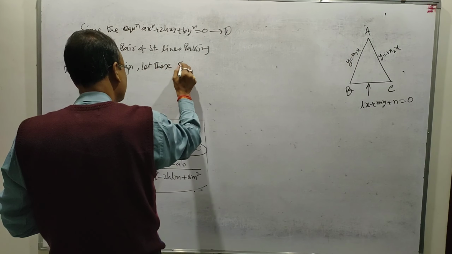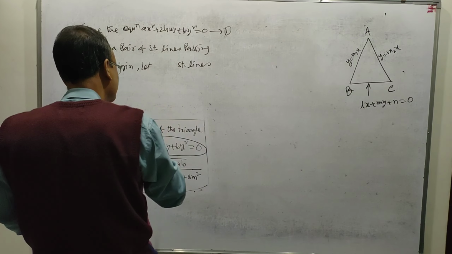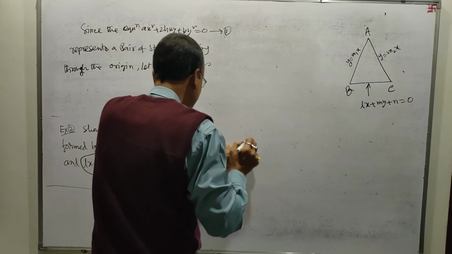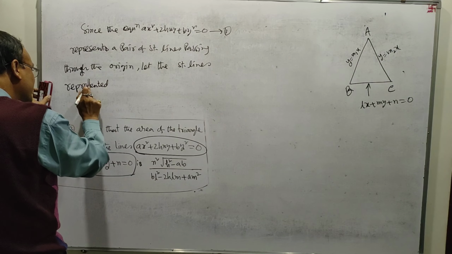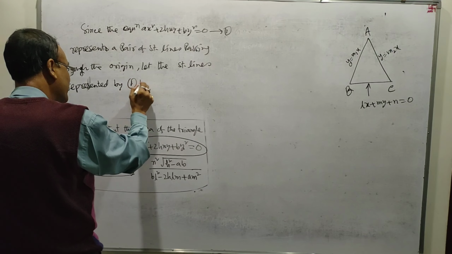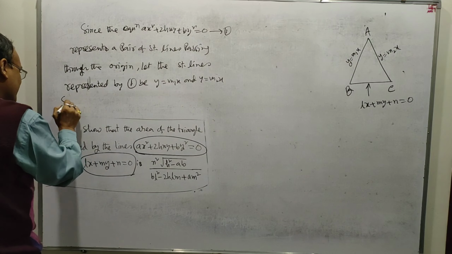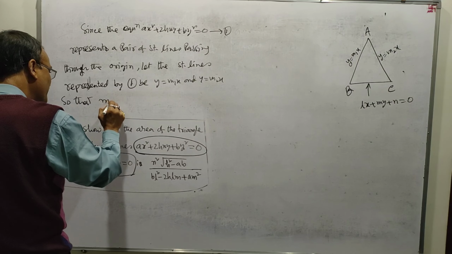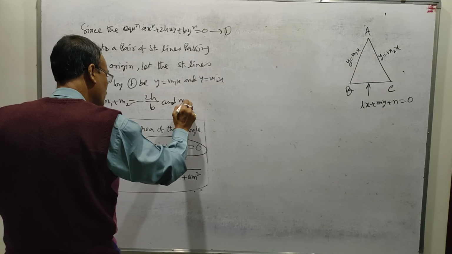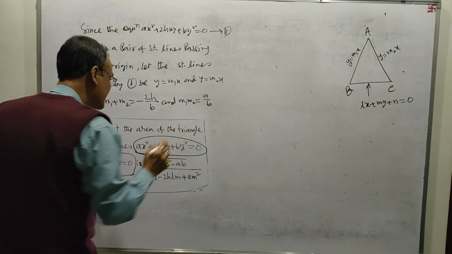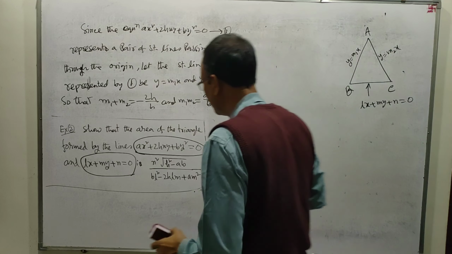Let the straight lines represented by 1 be y equal to m1x and y equal to m2x, so that m1 plus m2, we have calculated many times, is minus twice h by b, and m1 m2 is equal to a by b.